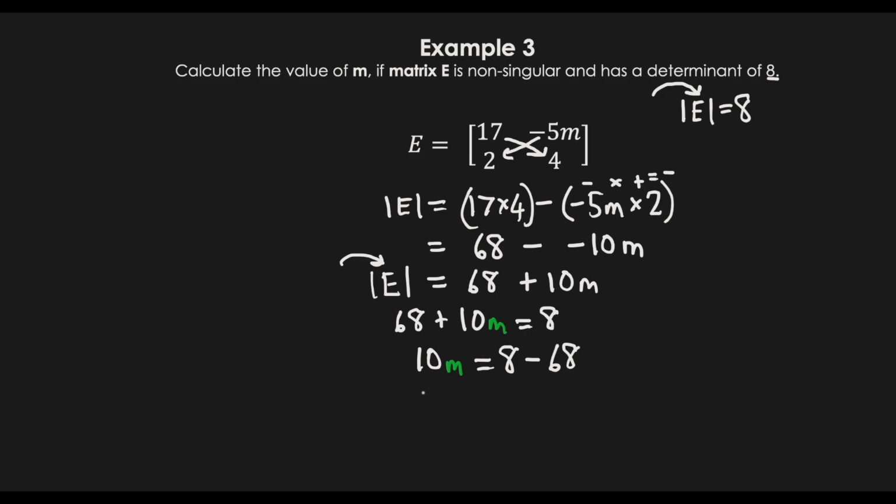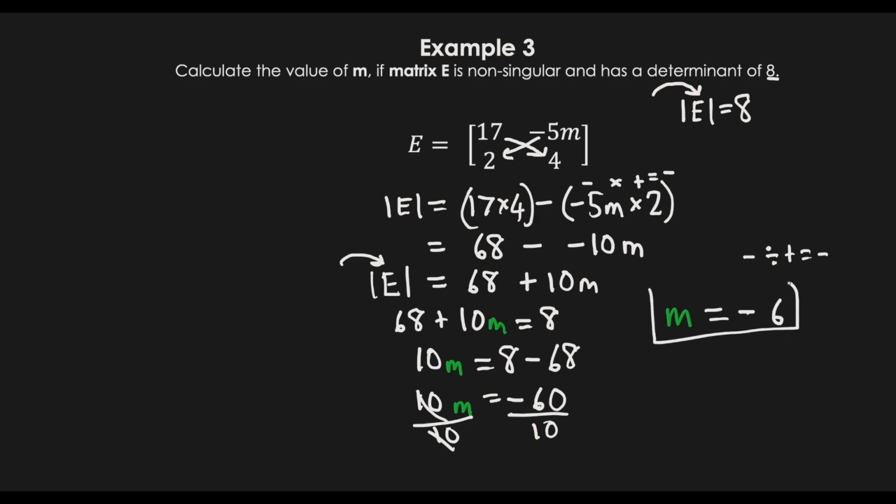Now we can simplify this. So we'll have 10m, and now if I'm saying 8 take away 68, that would leave me with negative 60. So 8 take away 68 is negative 60. So I can divide both sides by 10 now to get m by itself. So then I'll be left with m is equal to negative 60 divided by 10. So a negative divided by a positive gives us a negative. So therefore I'll have negative, and 60 divided by 10 is 6. So m is equal to negative 6.